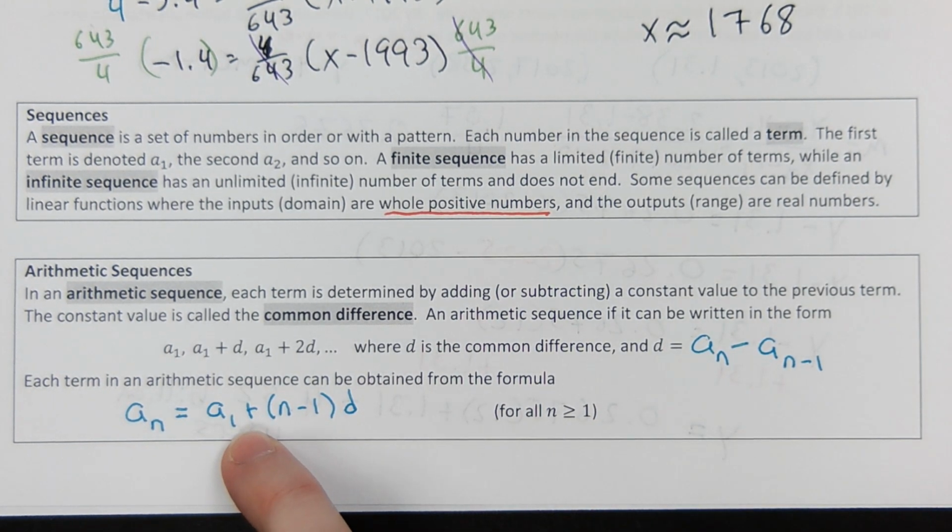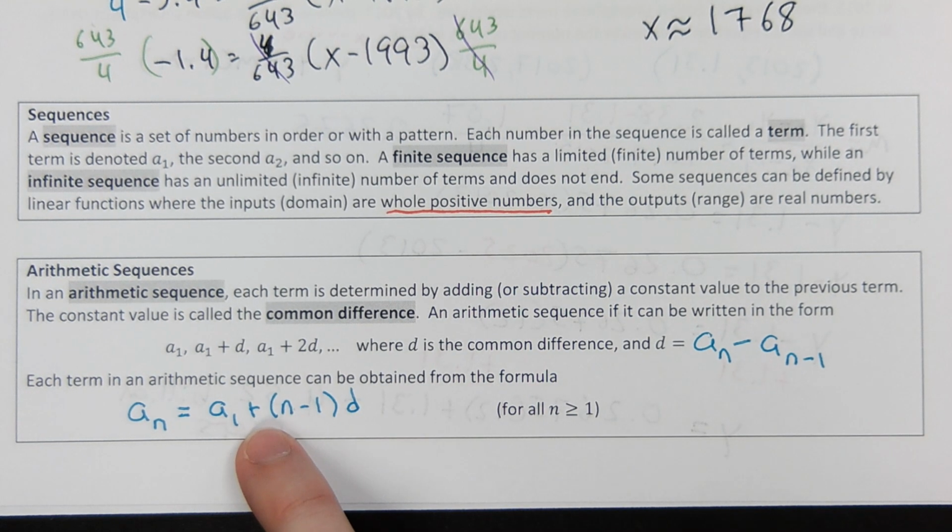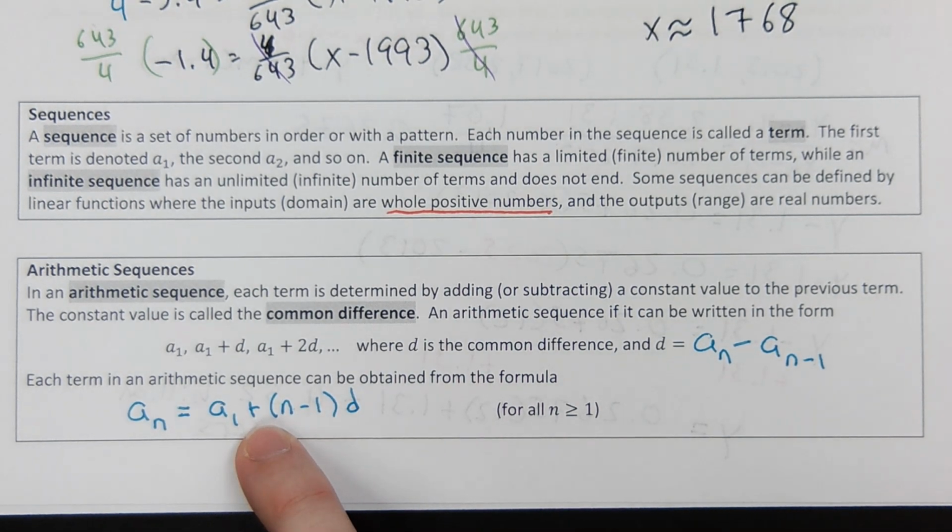This is the formula for arithmetic sequences. And we're going to talk more about this formula here in a moment. I'm going to do some stuff on the other page, and I'm going to come back and write a little bit more stuff in this box. But here's what it says.